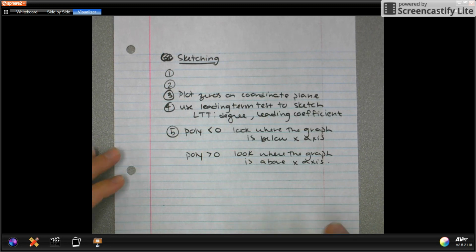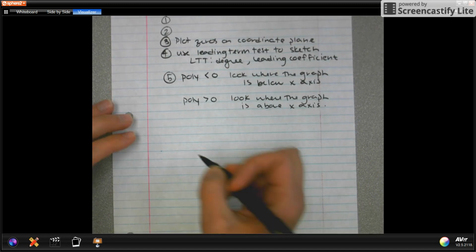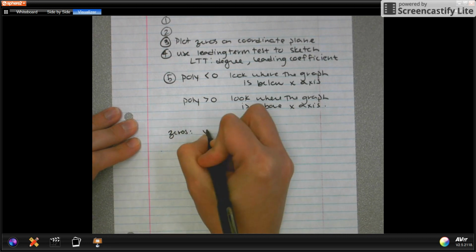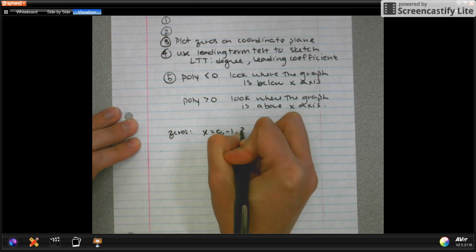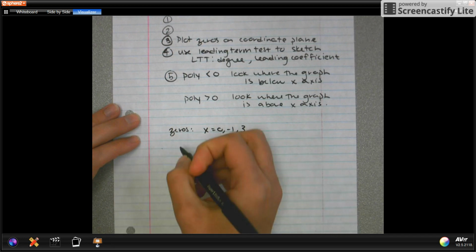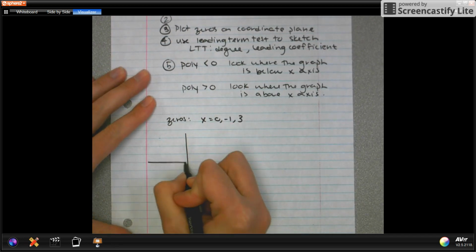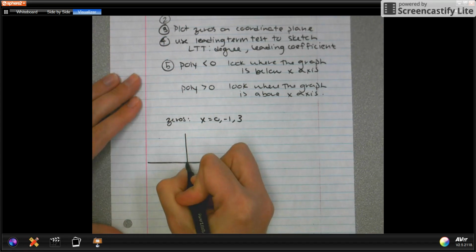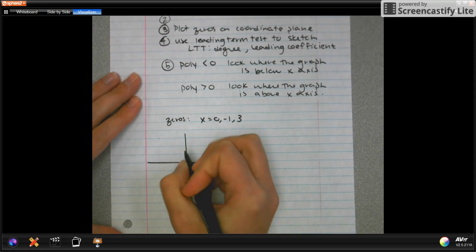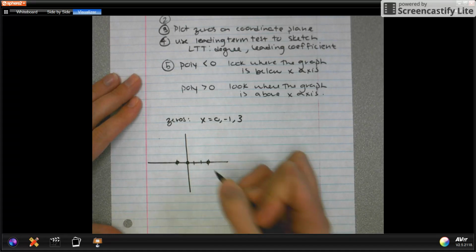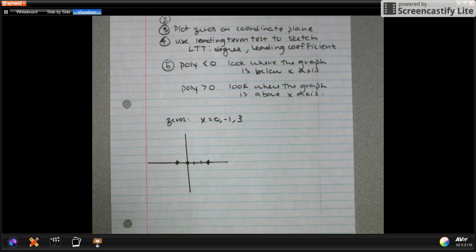Thinking back to that last example, we had already found that the zeros were 0, -1, and 3. I'm going to pick up on that problem just where things become different with the two methods. In this one, I'm going to plot them here on the coordinate plane. There's a 0, -1, and 3. That's what I mean by plotting them on the coordinate plane.